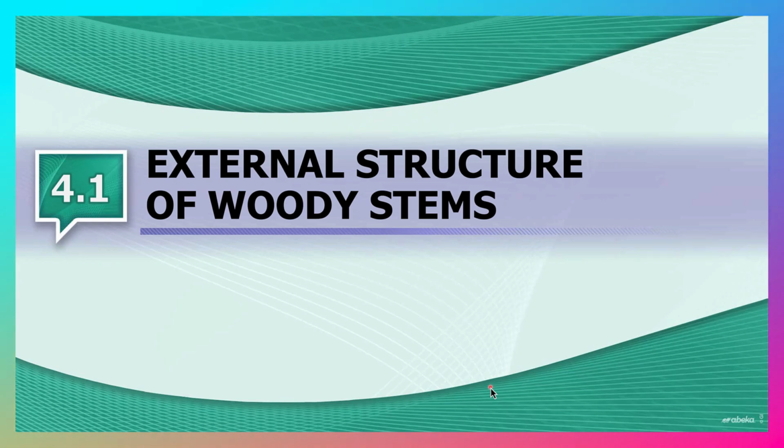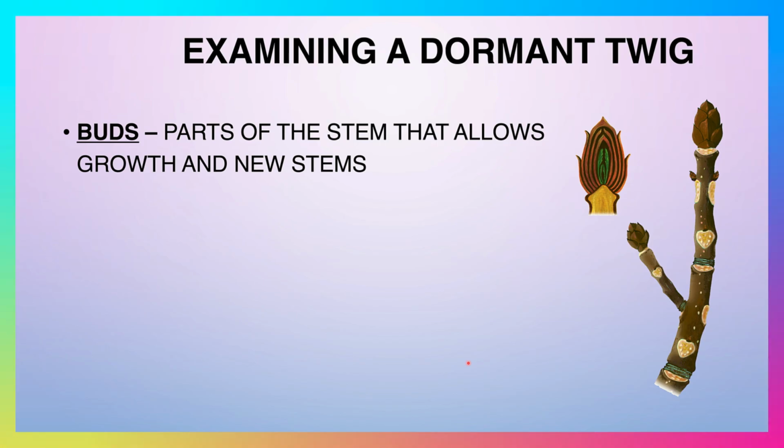This week we're going to talk about stems and roots. And principally we're going to focus in on what is known as woody stems, and we're going to start by talking about the external structure. When we look at the external structure of a stem, we begin by examining a dormant twig.